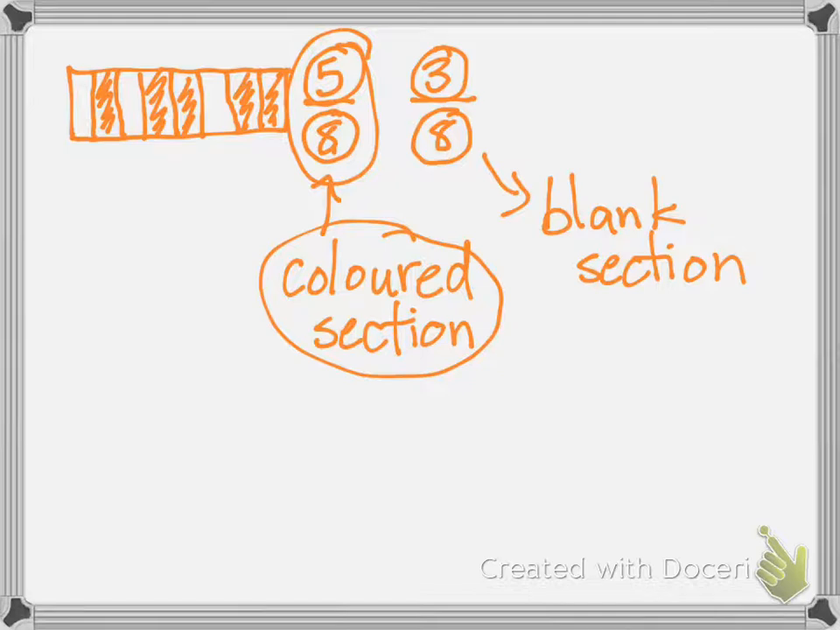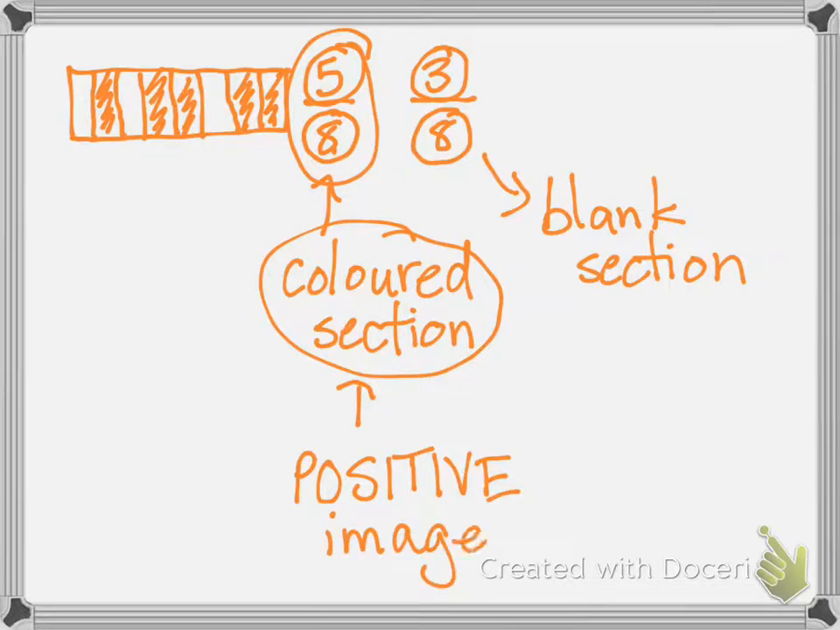Okay, so what we call these images when we look at something and we don't just see the colored part is we call this the positive part. This is an art term actually. So when you see the part that is colored or drawn or filled in, we call that the positive image. And when we see the part that is not filled in and we actually look at it, that is called the negative image.